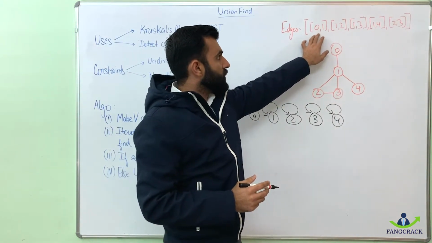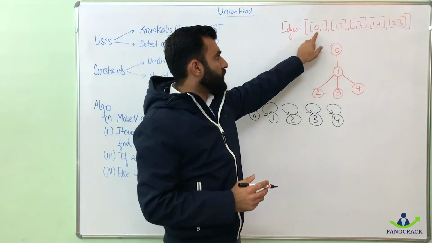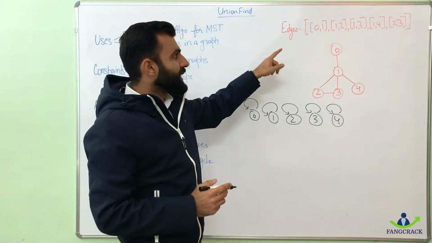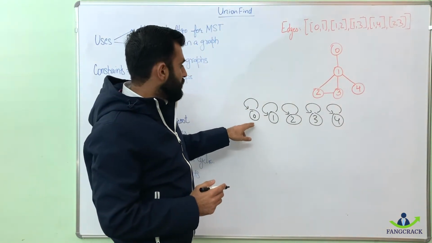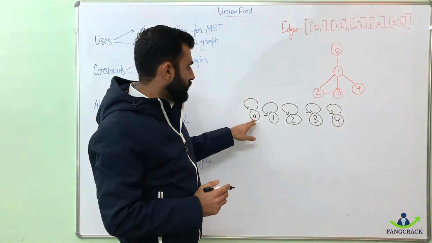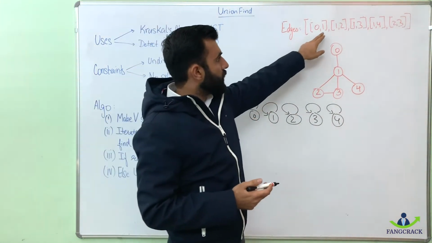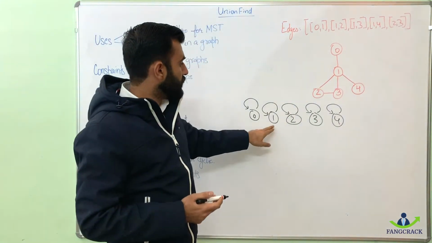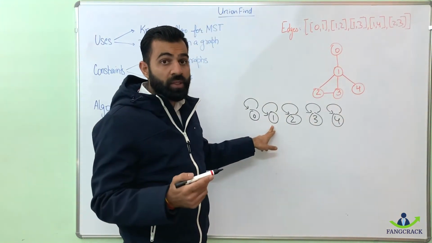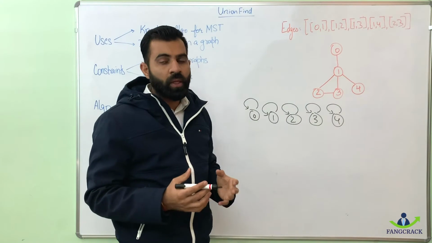So the first edge is 0, 1. So the first vertex is 0. We find which set it lies in. 0 lies in set 0. And what is its parent? 0 itself. Then what is 1's parent? 1 lies in this set and its parent is 1 itself. Are they the same? No. Then what do we do?